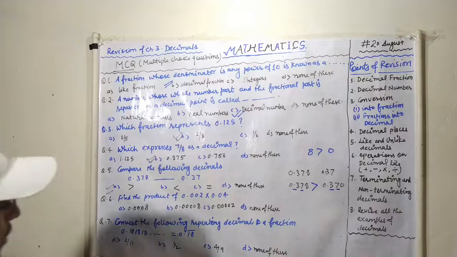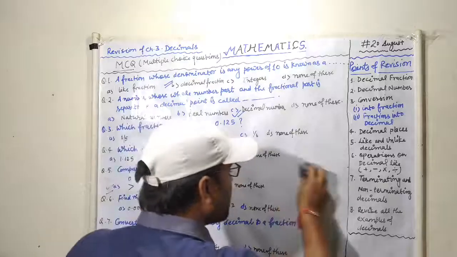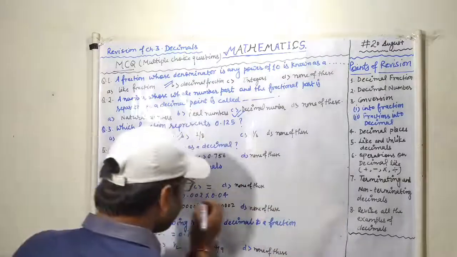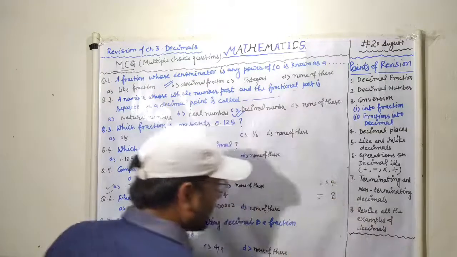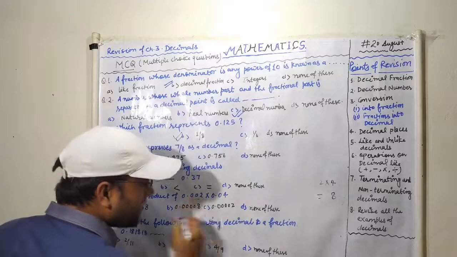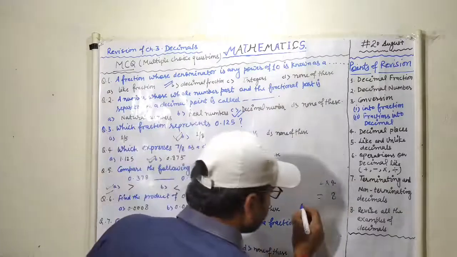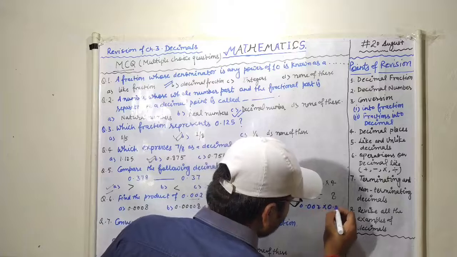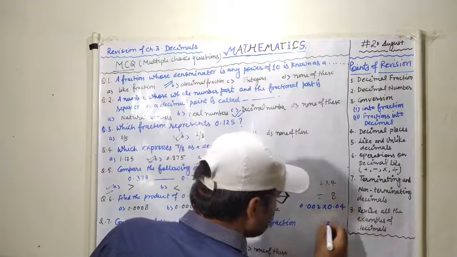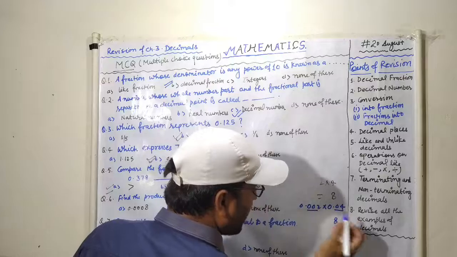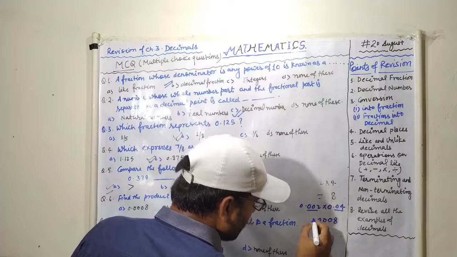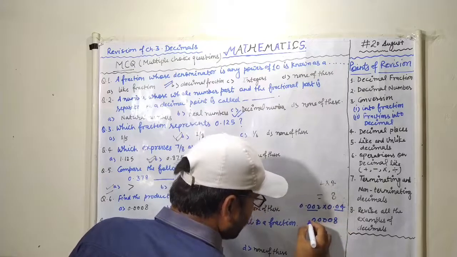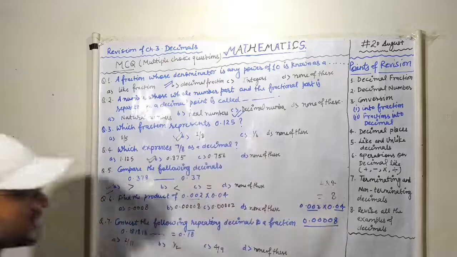Find the product of 0.02 multiplied by 0.04. Very easy. If you are getting this type of question, multiply the whole numbers. 2 into 4, you will get 8. Okay, here is 2 decimal places and here is 2 decimal places. 0.02 is multiplied by 0.04. Okay, so 2 and 2 makes 4 decimal places. So put the 0 before this 8, 1, 2, 3, 4, and then you put the decimal point.